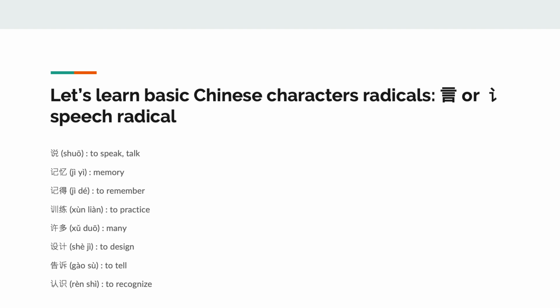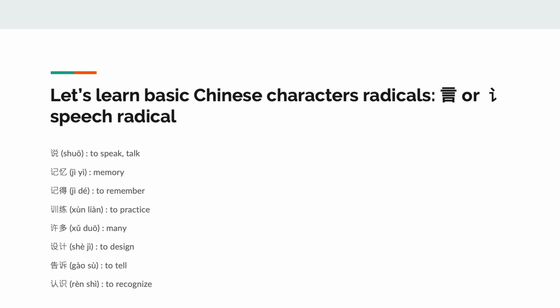Let's go on to the speech radical. The first one is found in traditional characters, while the second one is found in simplified characters. You can see the speech radical on the left-hand side of all of these characters. Let's go over their meanings now.